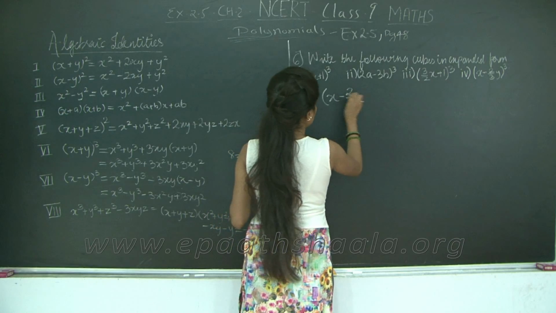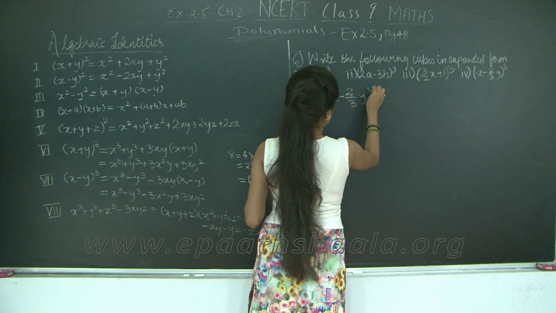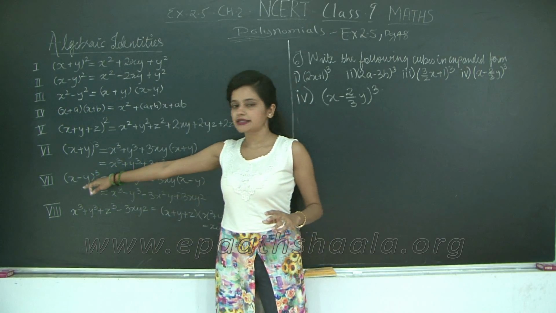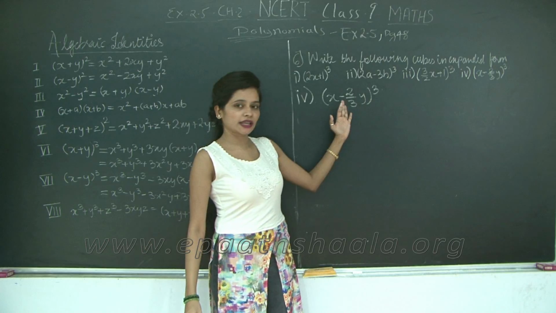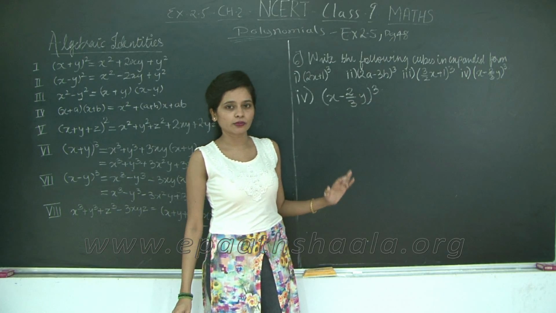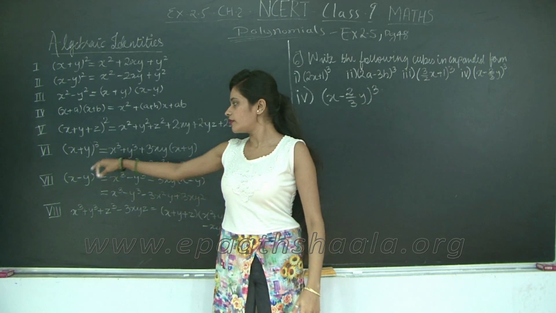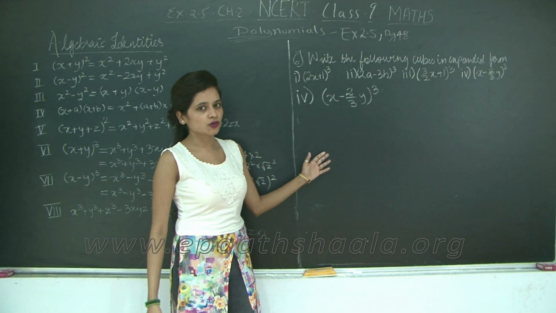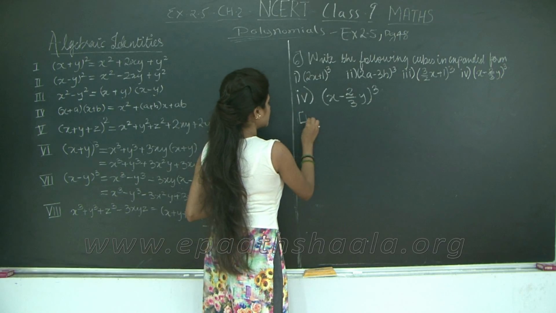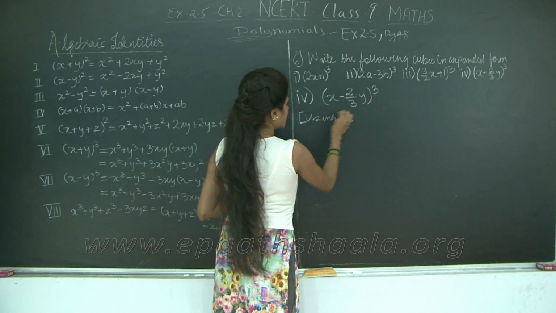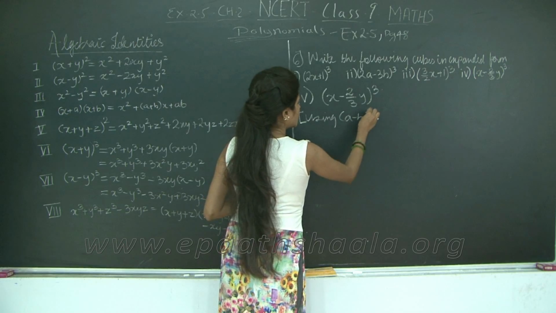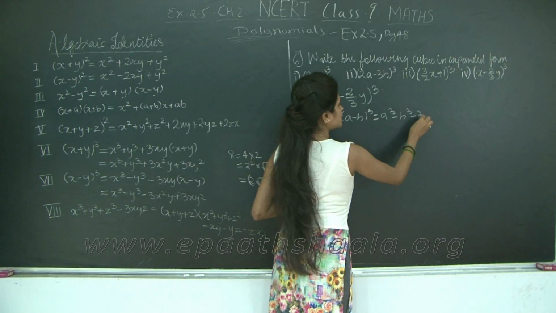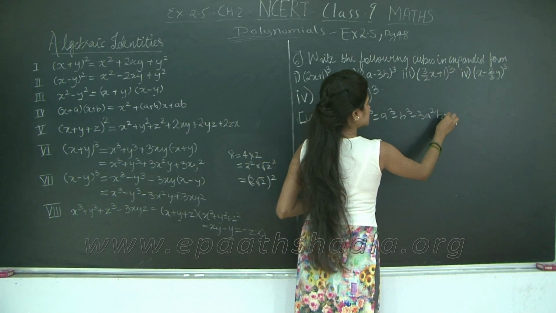x minus 2 upon 3y the whole cube. This is similar to my identity number 7, wherein I have 2 terms with a negative sign in between and I have to cube it. So let's quickly write this, however writing it in the form of a and b instead of x and y, so that the comparison becomes simpler. So using a minus b the whole cube is equal to a cube minus b cube minus 3a square b plus 3ab square.